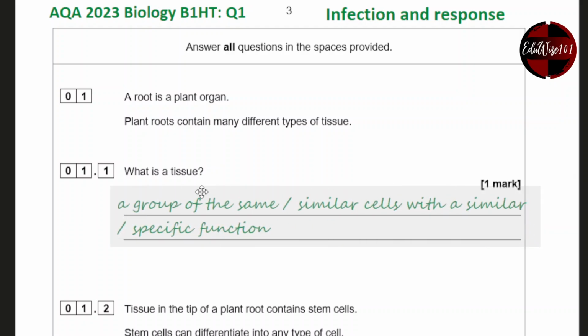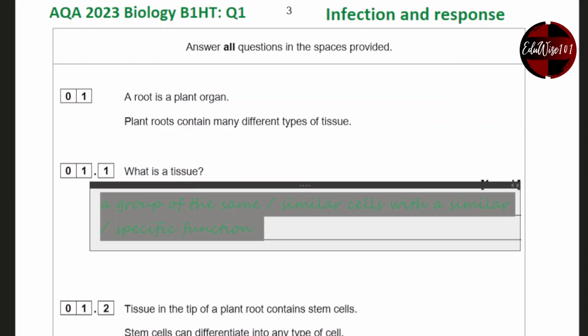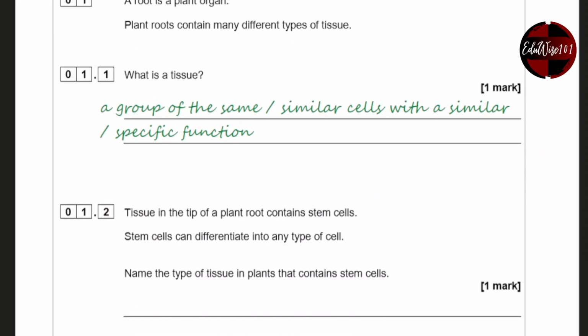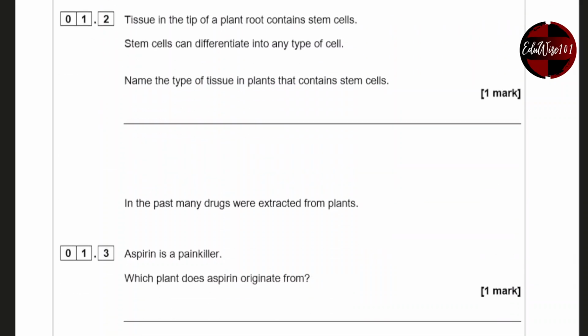So the answer is a group of the same or similar cells with a similar or specific function. Now you could describe an example, muscle tissue, but if you just simply say muscle tissue, you're not going to get the mark. Tissue in the tip of a plant's root contains stem cells. Stem cells can differentiate into any type of cell. Name the type of tissue in plants that contains stem cells.